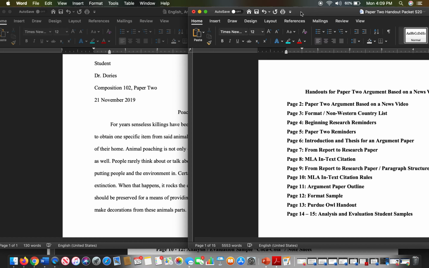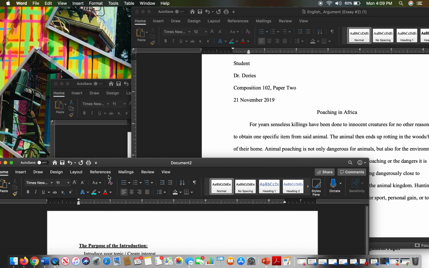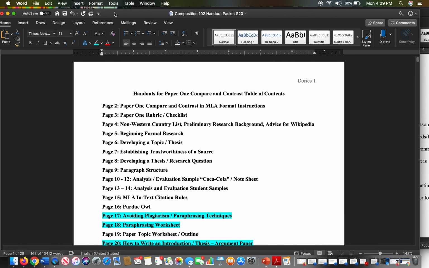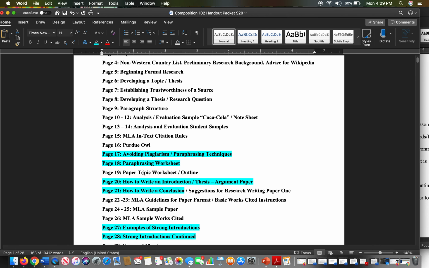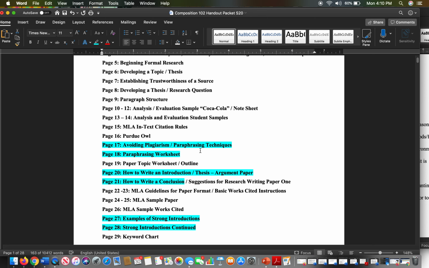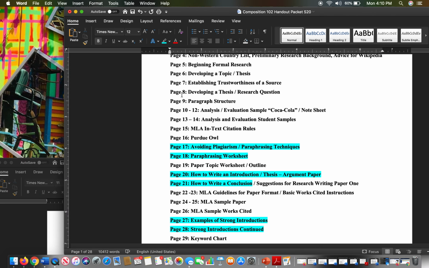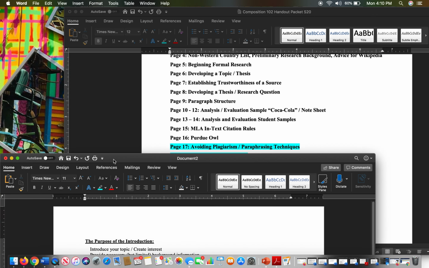The other thing I want to mention is make sure you have your first paper handout packet handy, right? Because there's some things in it that are extremely helpful. Like I highlighted a few that might be helpful for you: avoiding plagiarism that we went over for the first paper, paraphrasing, how to write an introduction, examples of strong introductions. You might also want to see the examples of analysis and evaluation that we went over in class. So make sure to keep this first handout packet handy as well.